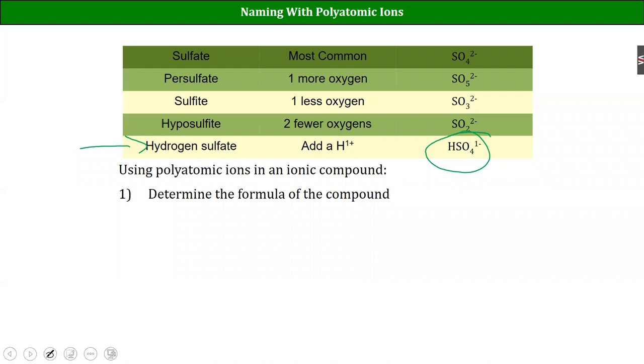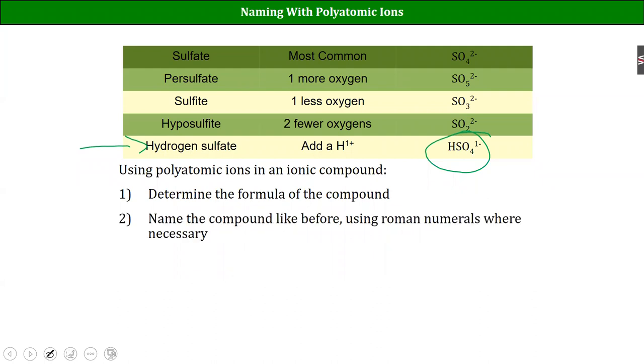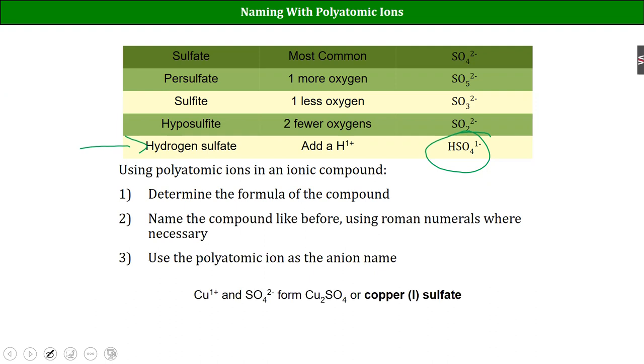So if we're naming these in an ionic compound, we just use the name just like before. We just need to know these ions in order to get the right formula, including the charge. Right, so copper with a plus one charge, sulfate with a negative two charge, make a compound where you need two copper ions, two copper one ions for every one sulfate. Just like we did before, right? It just looks more complicated.